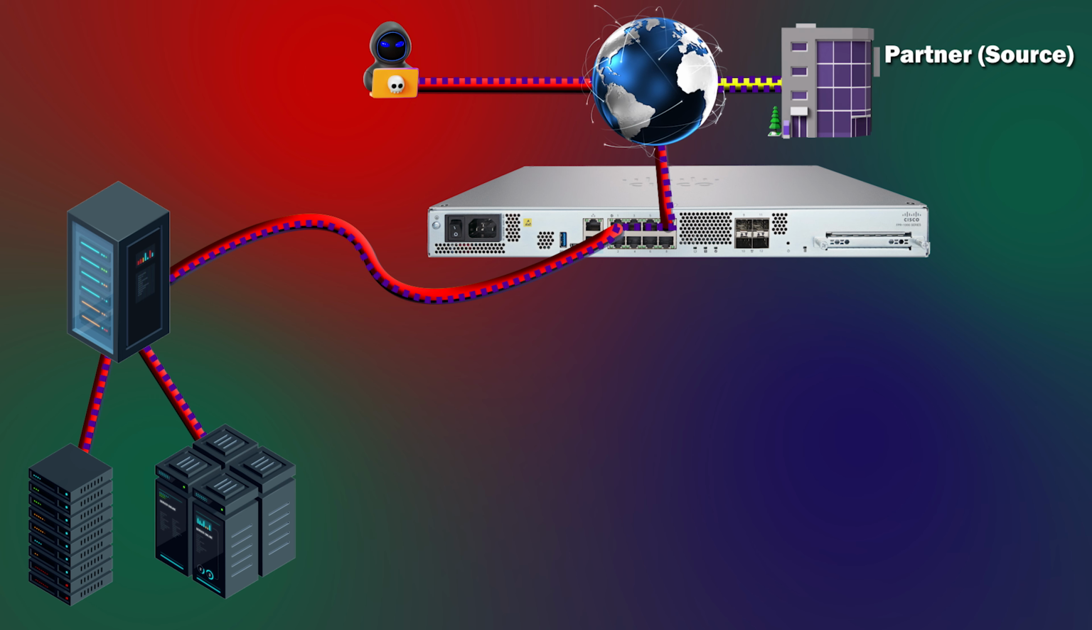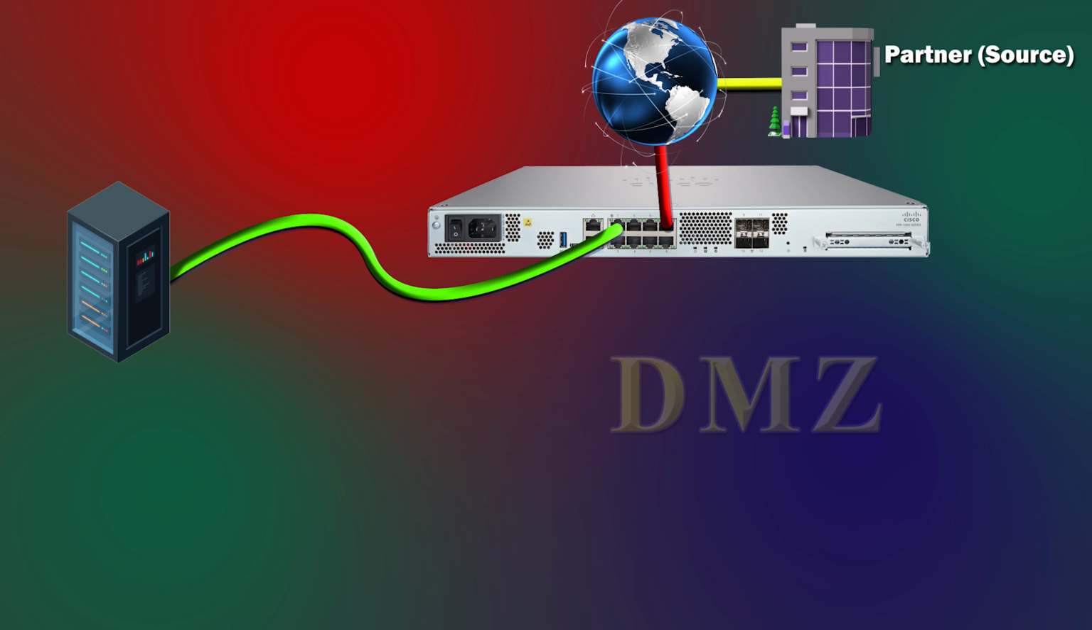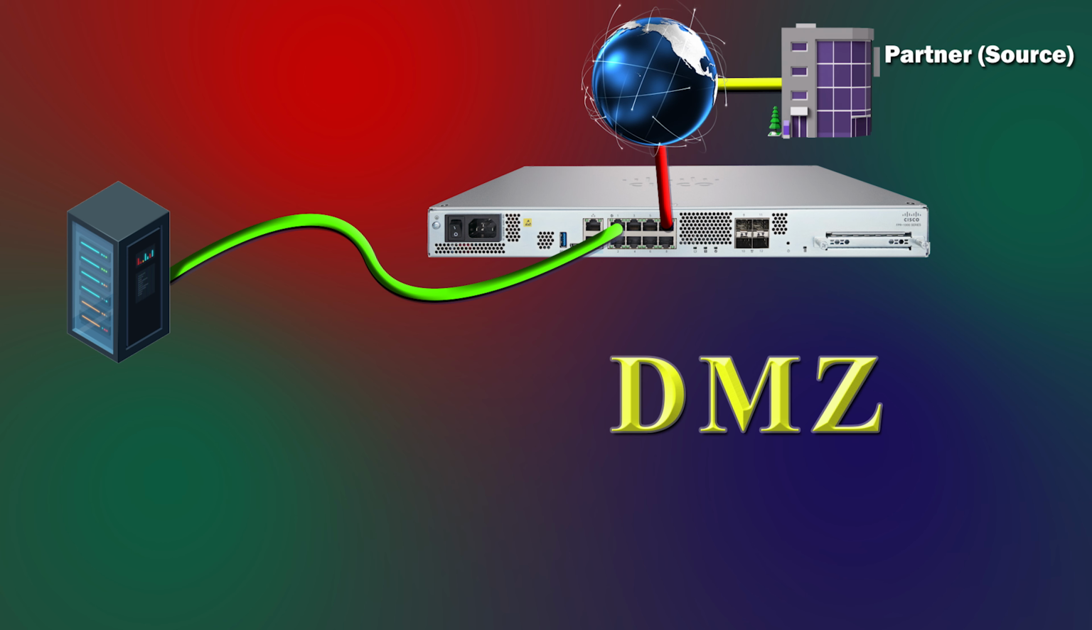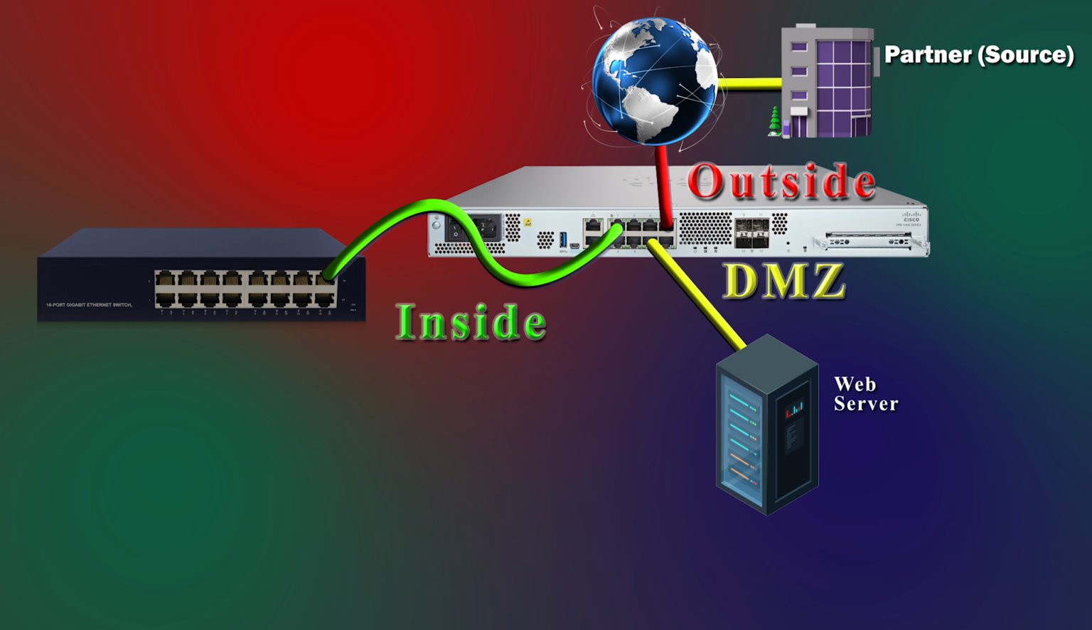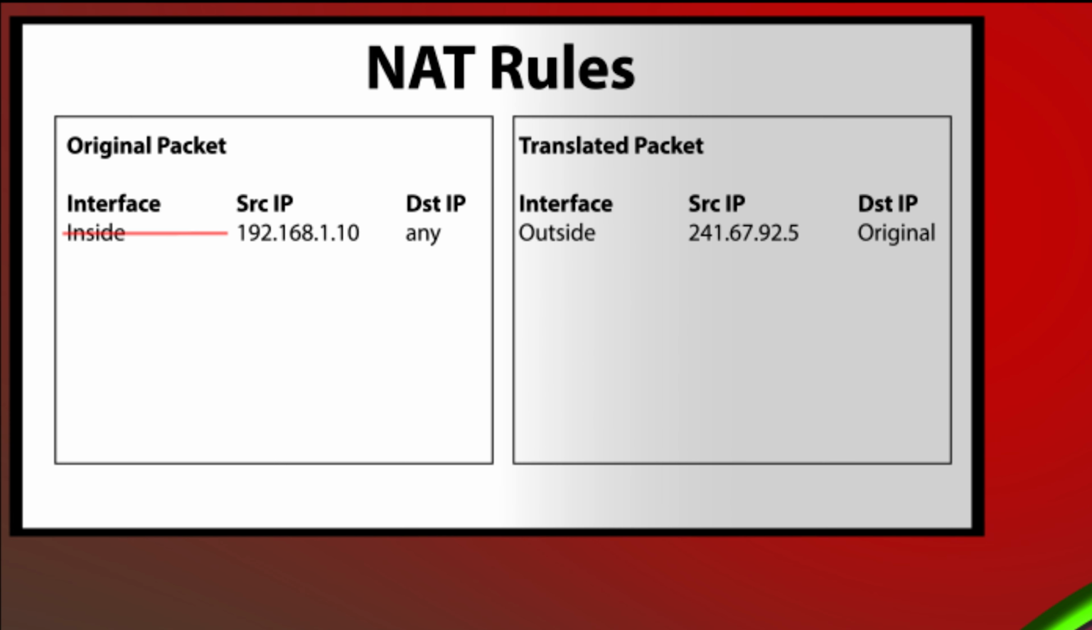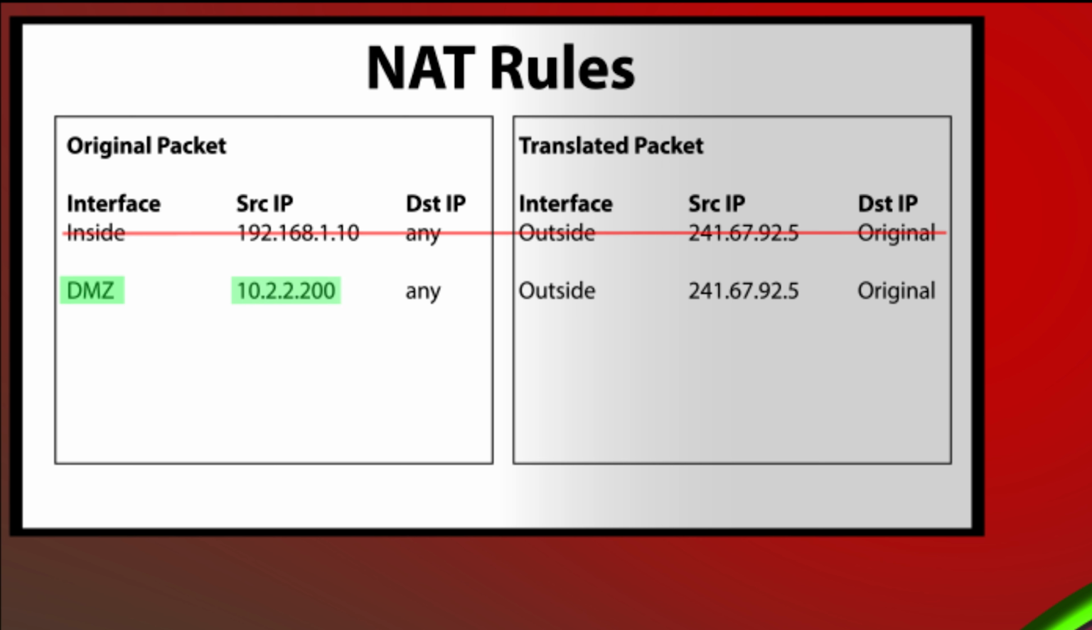Well, nothing. But let's add something. A DMZ, or demilitarized zone, is a special network that logically sits between the internet and our internal network. One way to do this is to use another interface on our firewall and put only the web server on it. The DMZ is a new network, so our server needs an IP on that network. So we change our server IP to 10.2.2.200 and move it to that network. On our NAT rule for this server, we change the source interface to DMZ and the source IP to 10.2.2.200. Everything else stays the same.